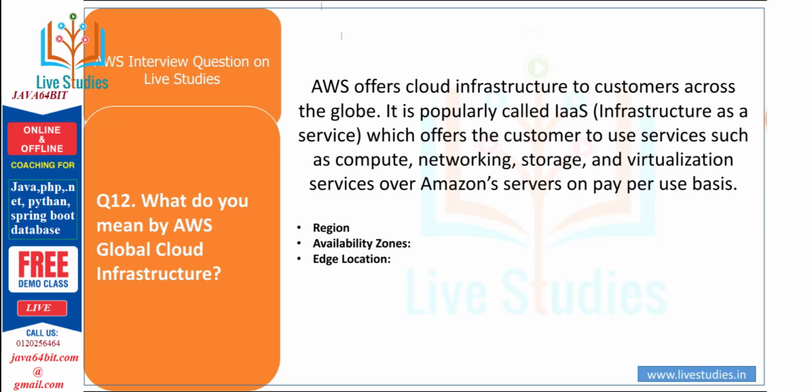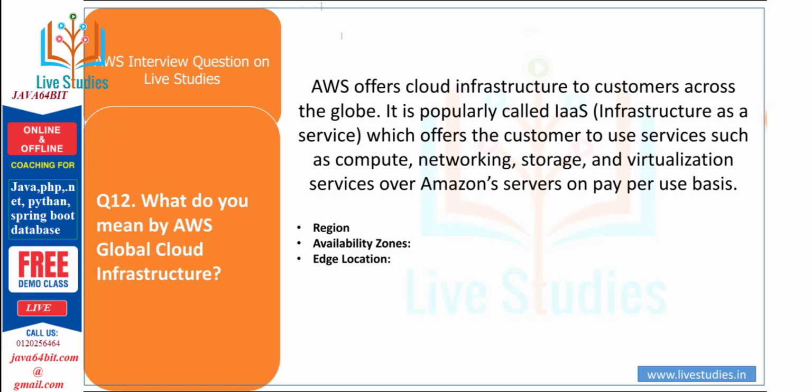There are some terms: region, availability zone, and edge location. The terms used in global cloud infrastructure are region, availability zone, and edge location. A region is a geographical subcontinent or area where Amazon has two or more availability zones that offer its resources to customers. Customers located across the particular region can avail of Amazon cloud services.